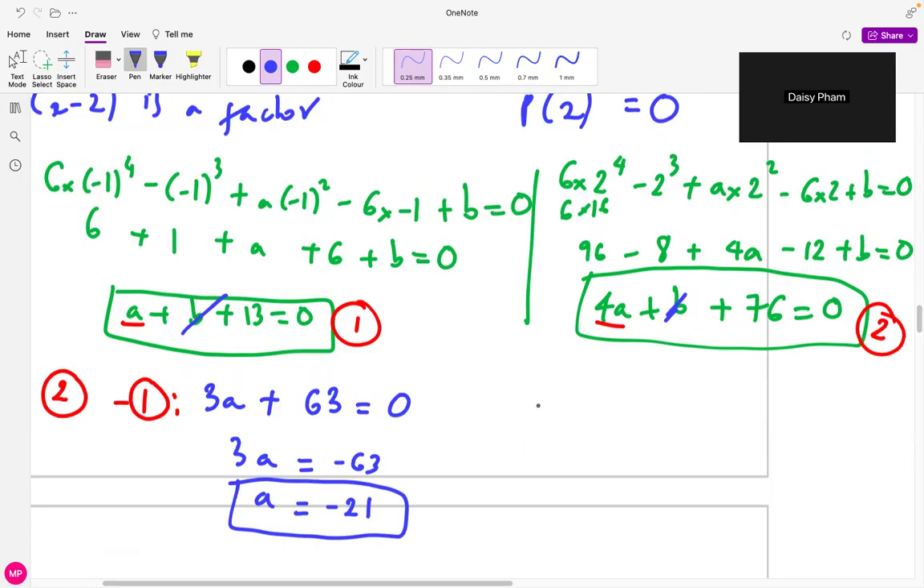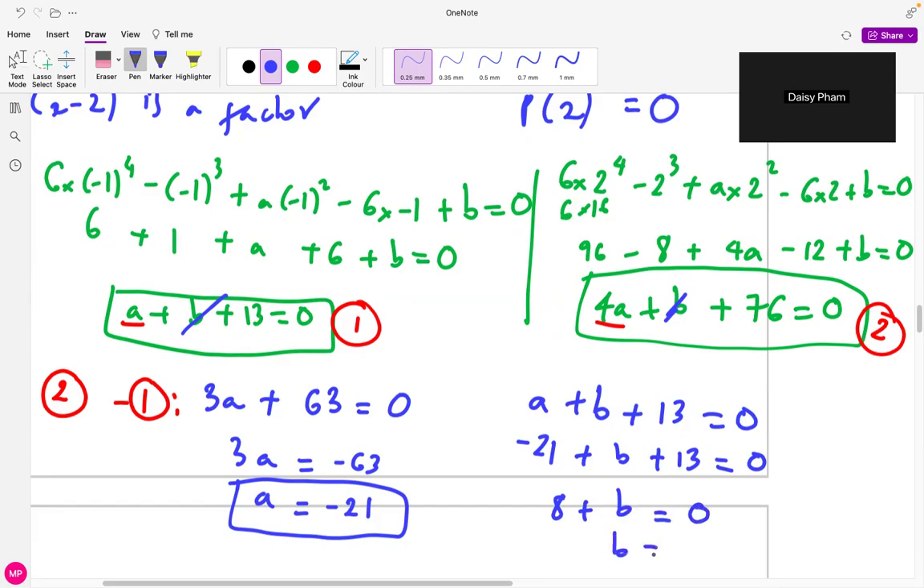Then I can solve for b. So a plus b plus 13 equals 0. Negative 21 plus b plus 13 equals 0. Negative 21 plus 13 is negative 8, so negative 8 plus b equals 0. b equals 8. There you go.